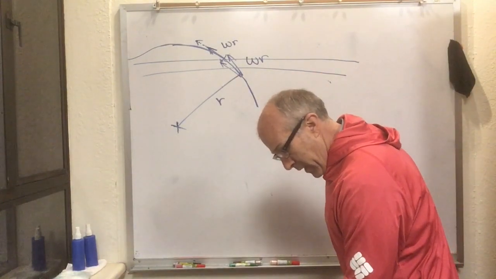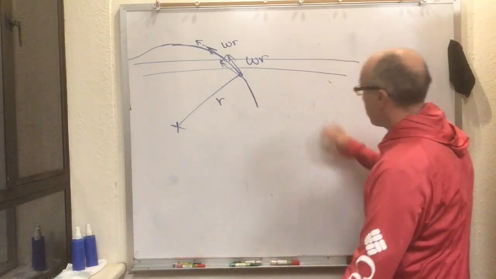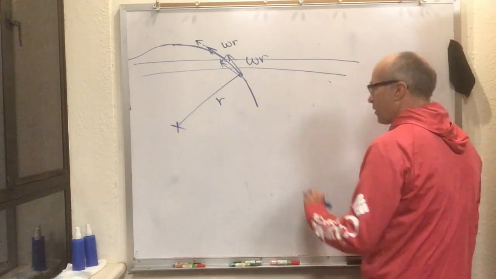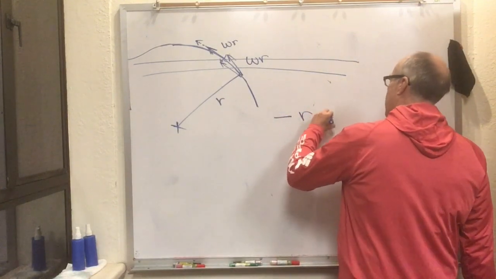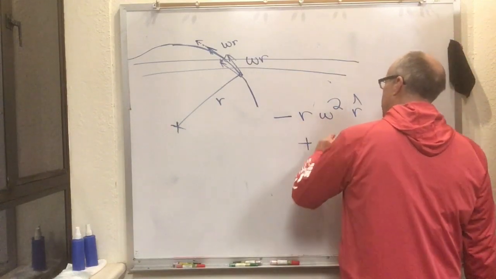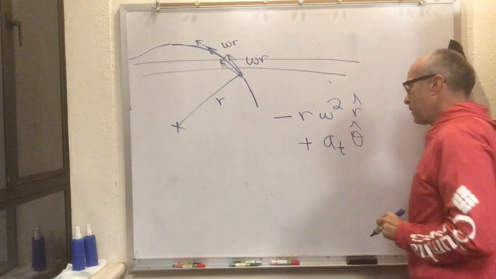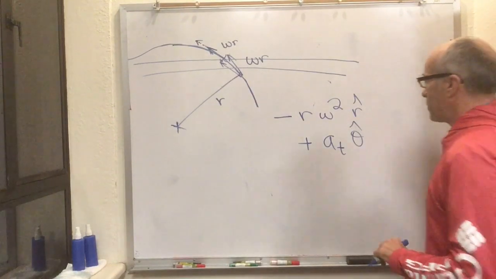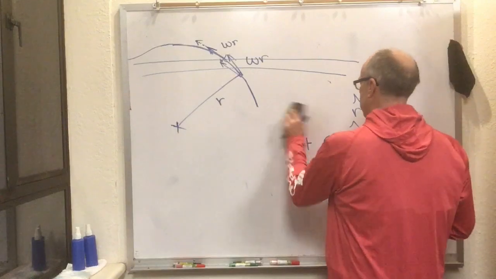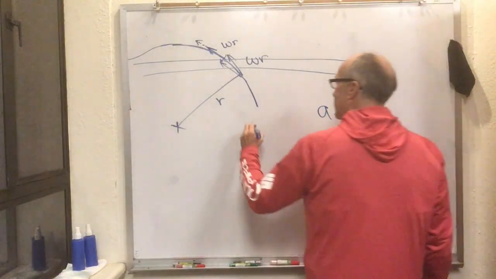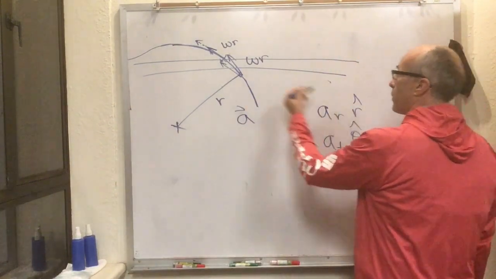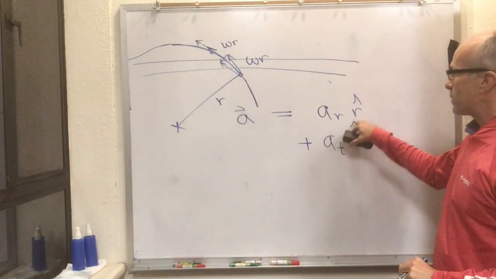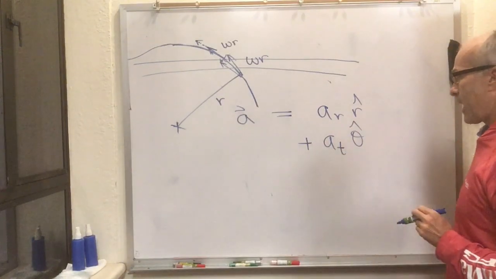Now I'm looking at the bottom of page 195, and just trying to match up what I just derived for you with what Knight is deriving for you. And Knight wrote something that looks almost the same. What I wrote was minus r omega squared times r hat plus the tangential acceleration times theta hat. Now, I could call the entire coefficient here of r hat, whatever it happens to be, a radial. So now I have the acceleration vector resolved into this radial component and into this theta component: the acceleration vector is equal to a radial times r hat plus a tangential times theta hat.